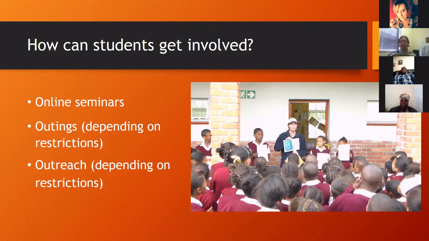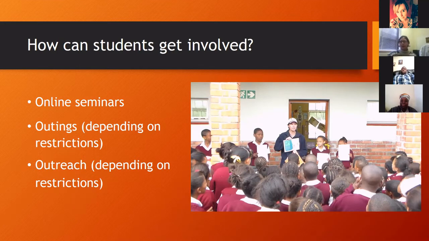And then we also have outings with the society, depending on the restrictions, obviously. We can't get a big group together at the moment, but when we are able to go out, there are definitely some ideas for outings. For example, going to the West Coast Fossil Park and maybe spending a weekend out there, learning about sorting and what happens at the West Coast Fossil Park.